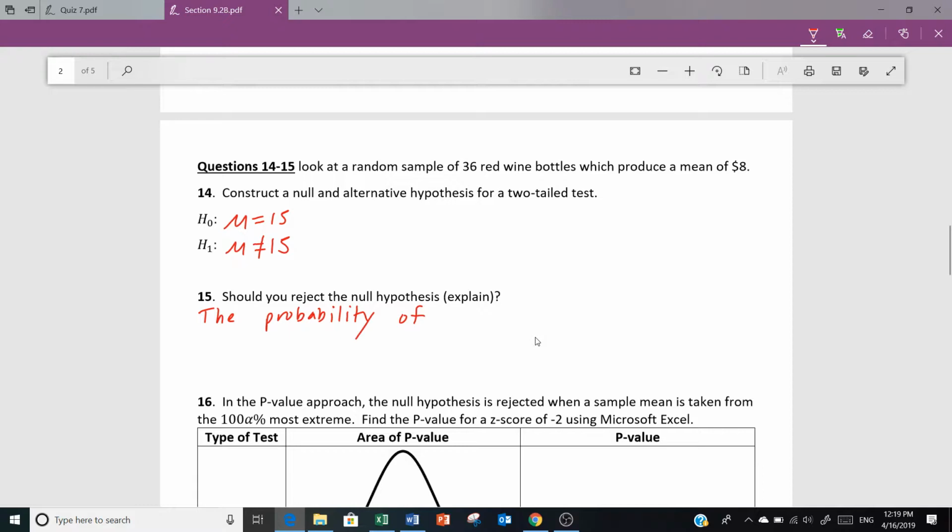Okay, the probability of getting a sample mean like 8, and I'll put in parentheses, or more extreme, is what? 5%. So what does that mean? Does anyone want to share?